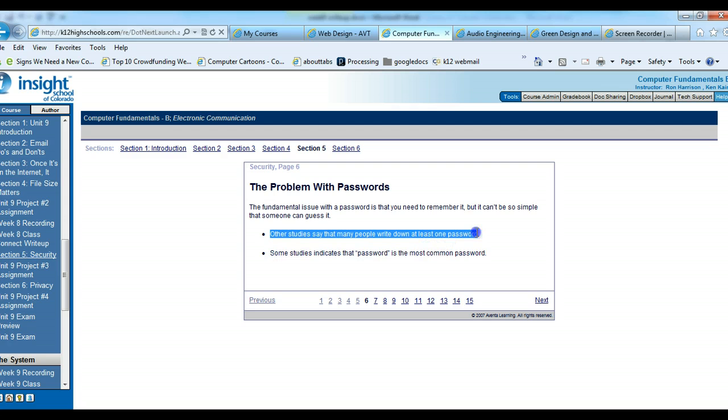People write down at least one password somewhere, and a lot of people just use the word password as their password. So they're not very smart, is it? A lot of people use 1, 2, 3, 4, 5, 6, 7, or 1, 2, 3, ABCD, something like that. Not very secure.